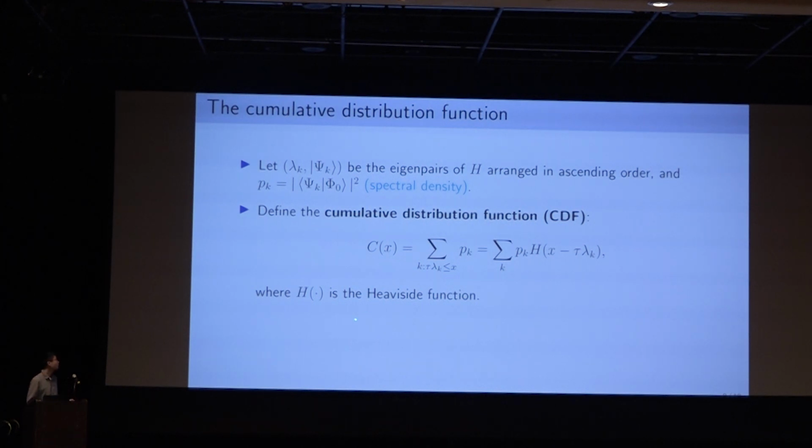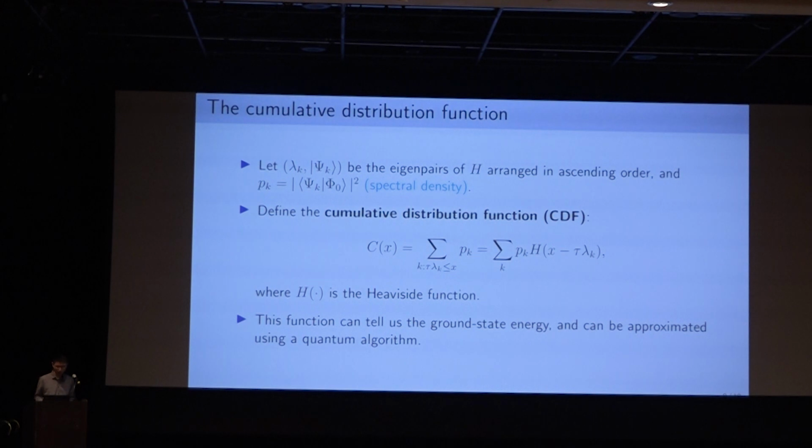Formally you can define it this way: you sum up all the p k for which the normalized eigenvalue is smaller than or equal to x. You can alternatively define it using this Heaviside function. The important thing about this function is that it can tell us the ground state energy, and it can be approximated using a quantum algorithm.